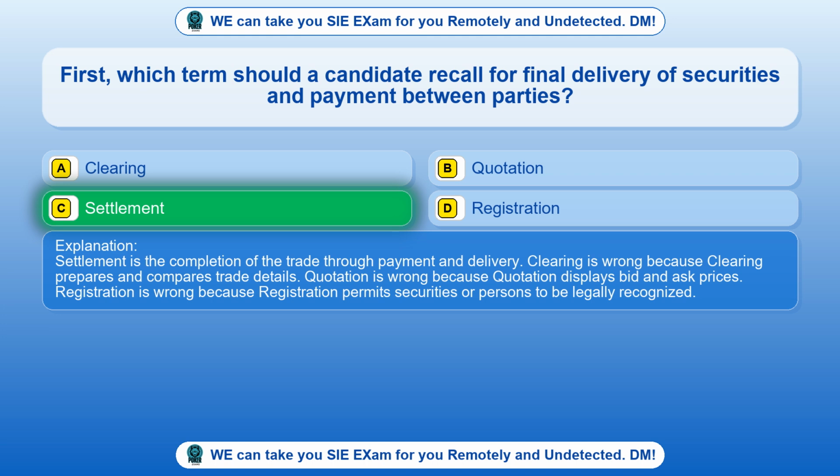Clearing is wrong because clearing prepares and compares trade details. Quotation is wrong because quotation displays bid and ask prices. Registration is wrong because registration permits securities or persons to be legally recognized.